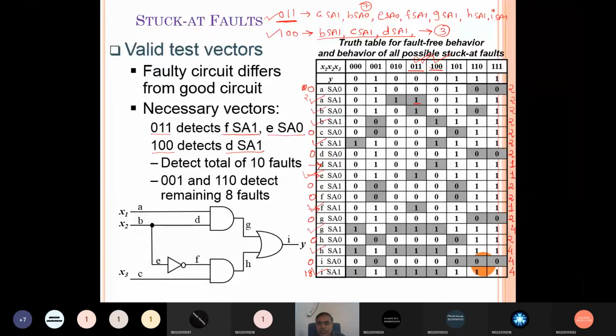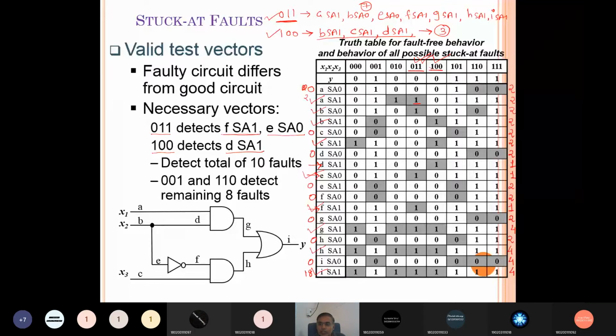So here you can see A stuck at 0 can be detected using either 100 or 111. So which should we take? 100 or 111, to detect A stuck at 0? That we have to decide. So how can we decide it? Right? We have to see which can detect the maximum undetected faults. So we have to see how many undetected faults 100 can detect, and also proceed with 111 and see how many undetected faults 111 can detect. So we have to do that process, right?